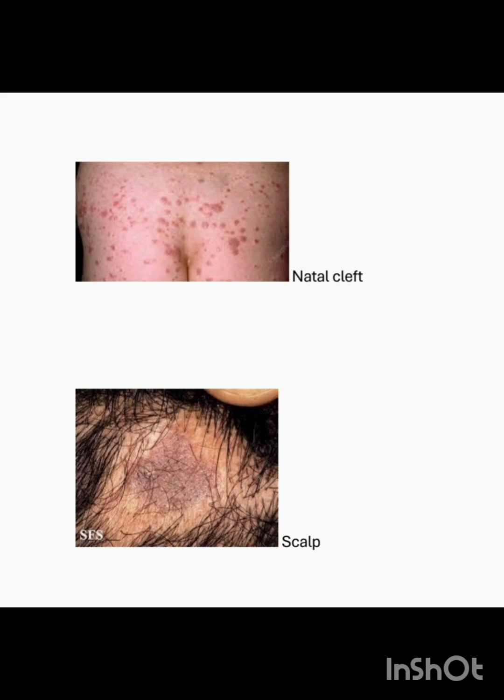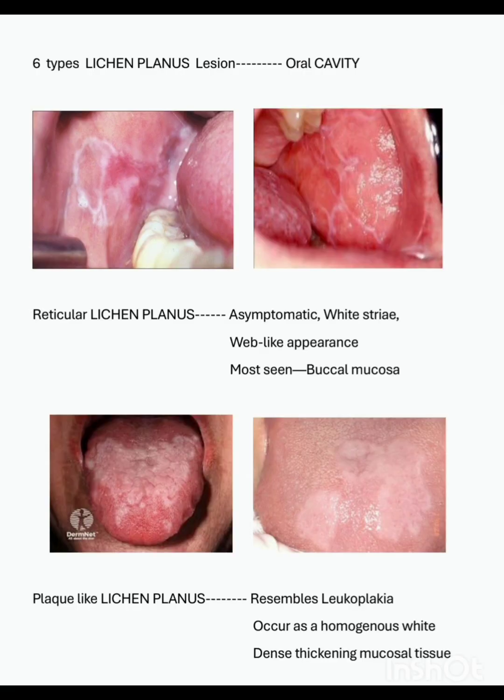Clinically, 6 types of lichen planus are present, such as reticular, papular, plaque, erosive, atrophic and bullous. Let's start with reticular lichen planus. It is the most common type, which is asymptomatic. Clinically, it appears as white striae with a web-like appearance. These white striae are surrounded by an erythematous border. The most common sites are buccal mucosa, tongue and gingiva. Next is plaque lichen planus, which resembles leukoplakia and clinically appears as a homogeneous white lesion.